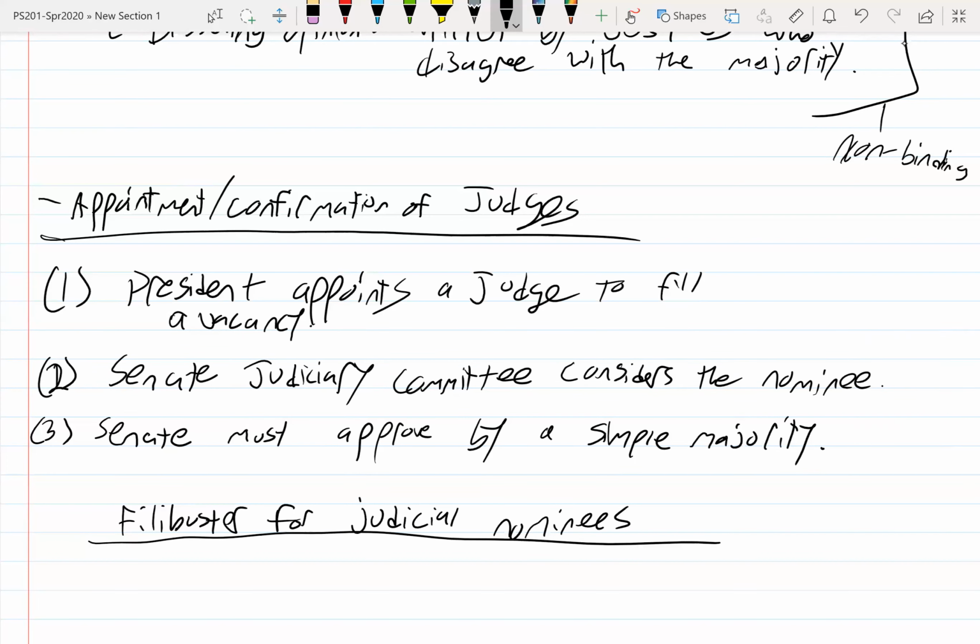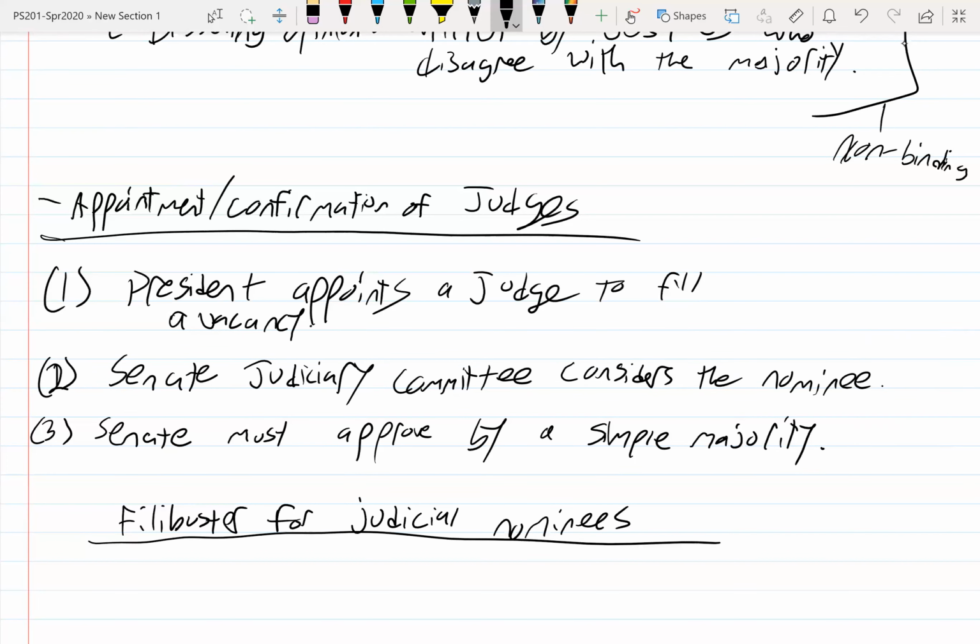The filibuster is just the way that the minority party, or the minority position on a piece of legislation, can delay the process or sometimes prevent the final vote from happening altogether by taking advantage of the unlimited time for debate in the Senate rules. Okay, so that still holds for legislation.